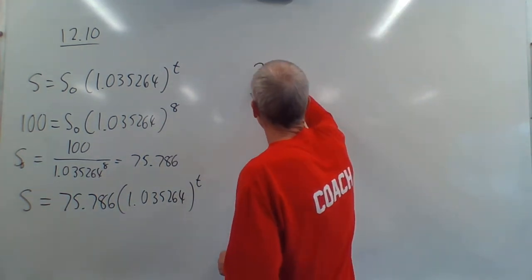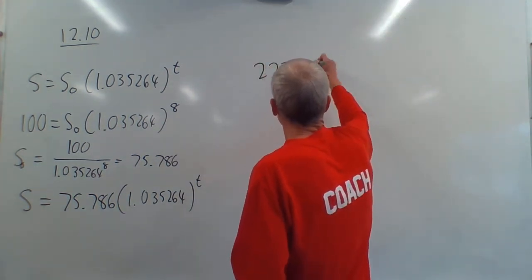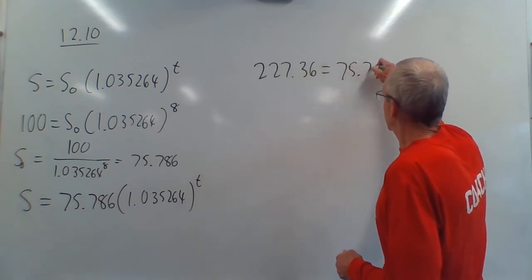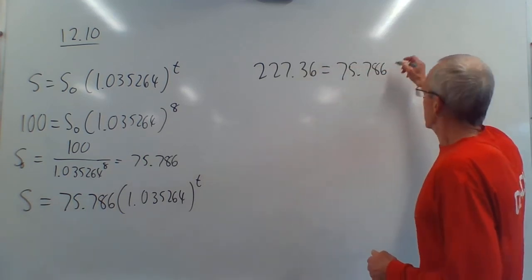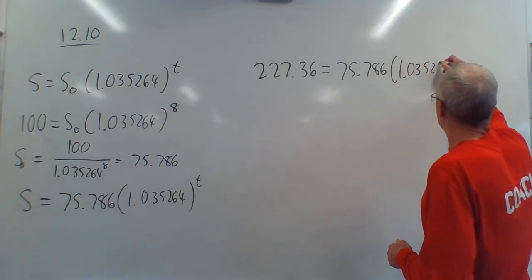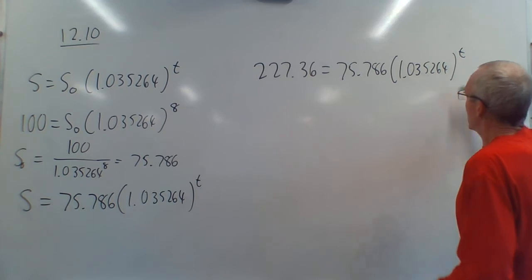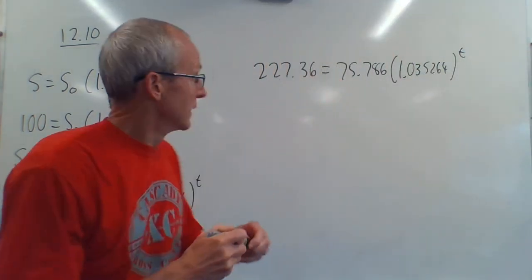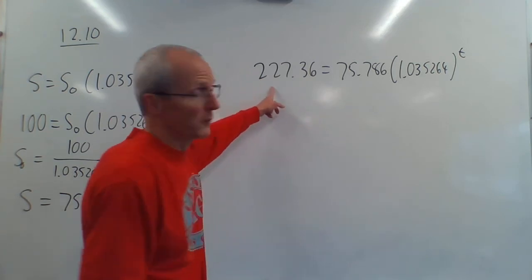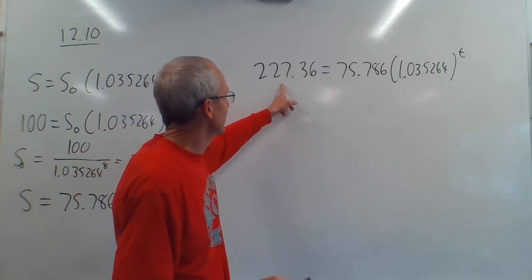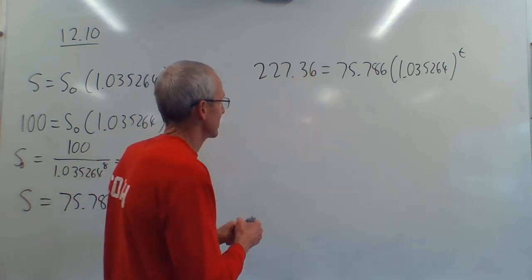So when will there be 227.36 spiders, which is 75.786 times 1.035264 to the t. What is t to make this true? That's what we're looking for. Now, let's move this over here. We know we're going to get 3 because this is 3 times that number. So I really didn't even have to do this. I can just move it over and get 3.